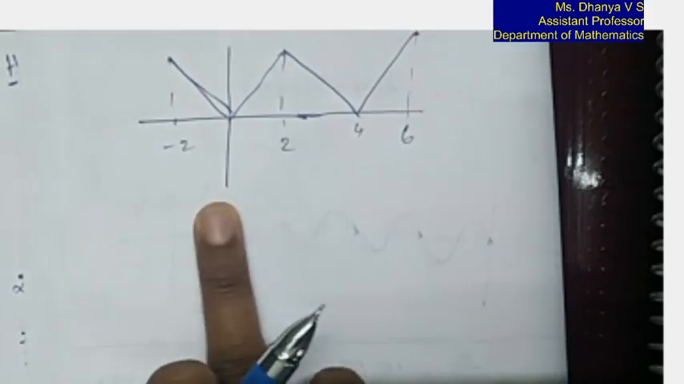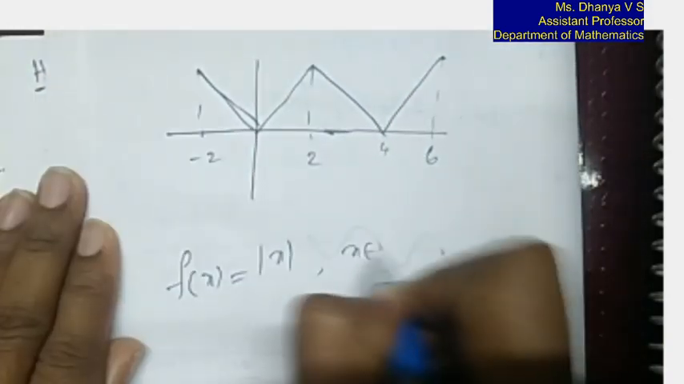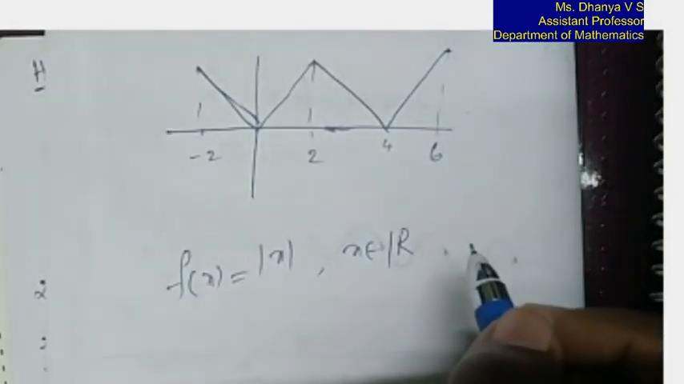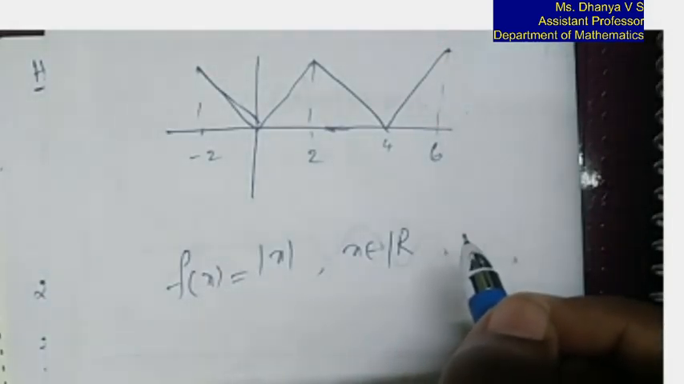Oh, I have drawn the graph of f of x equal to mod x. Let me change the definition. What I have drawn is the graph of f of x equal to mod x, which is a V-shaped function. Initially I defined it in the open interval minus 2, 2. Now I have extended f of x equal to mod x to the whole real line. So f of x equal to mod x defined for all x belonging to R is not periodic.